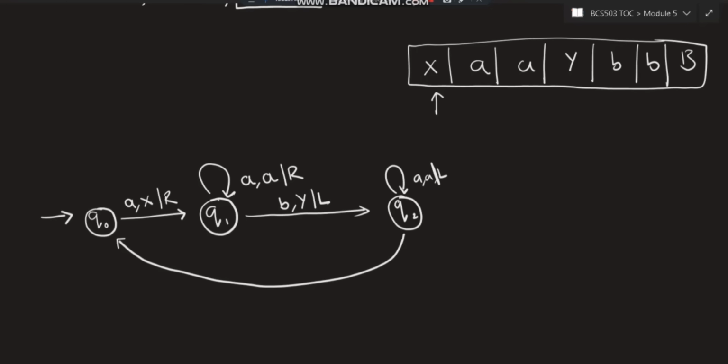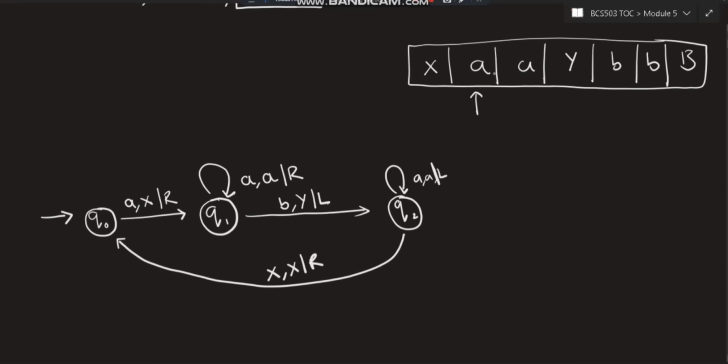I'll come back here. You'll understand why I came back here. And here, what I did: from this state, I encountered X. So I have to keep X as such and move to the next, right.